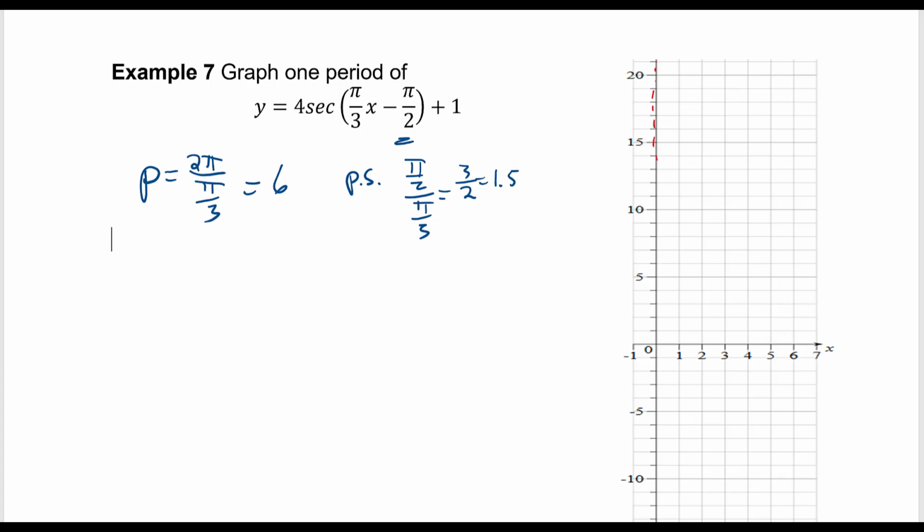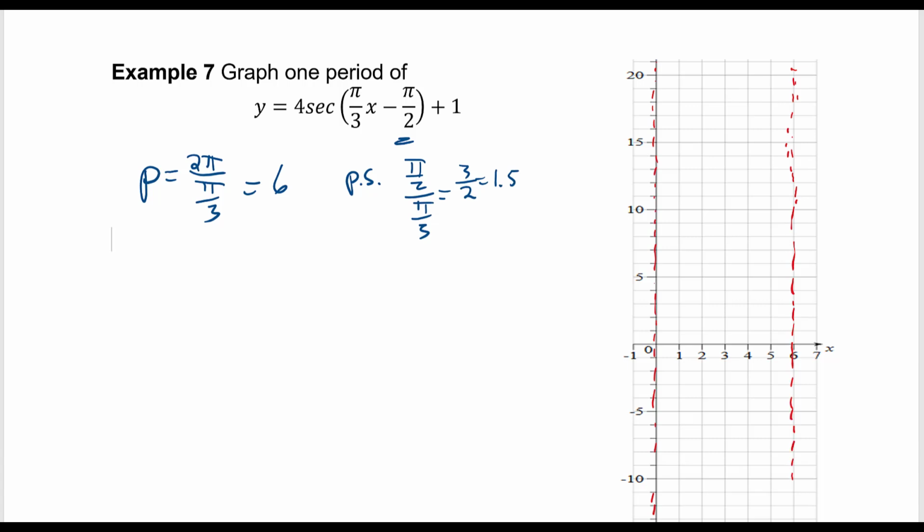So we would have a vertical asymptote here. Why there? Because if I put 0 in for x, then we're looking at secant of negative pi over 2, which is undefined. So then I know that that's a vertical asymptote. I know that 6 later is another vertical asymptote. Boy, if I could draw a straight line, it'd be helpful today.